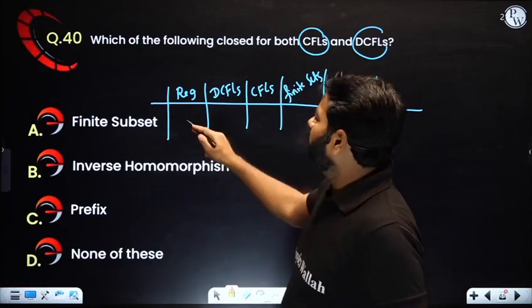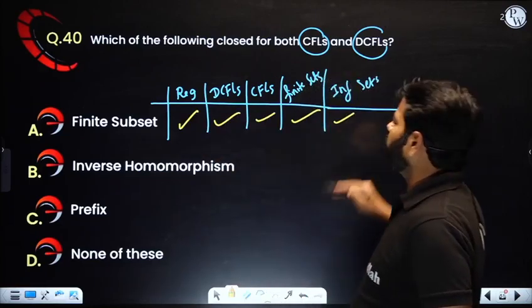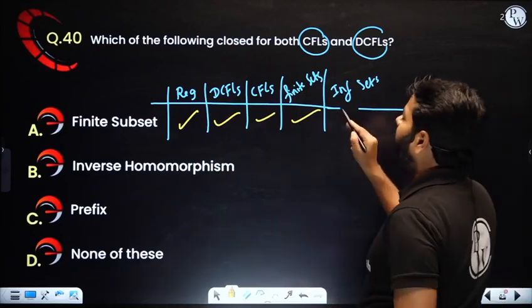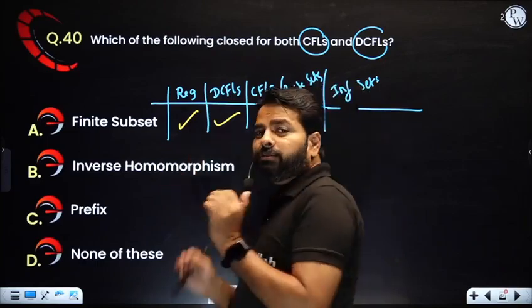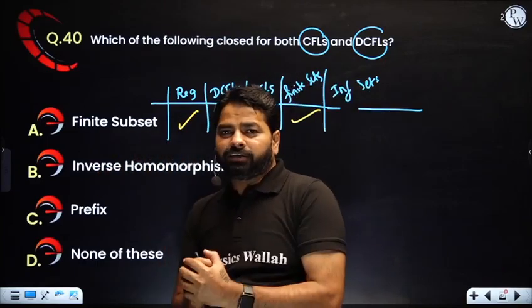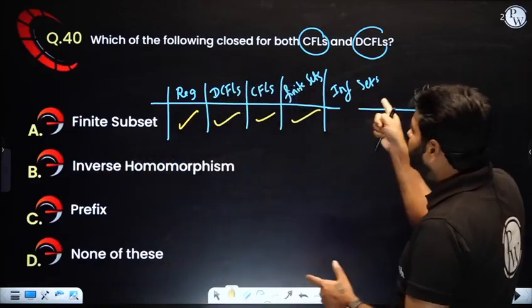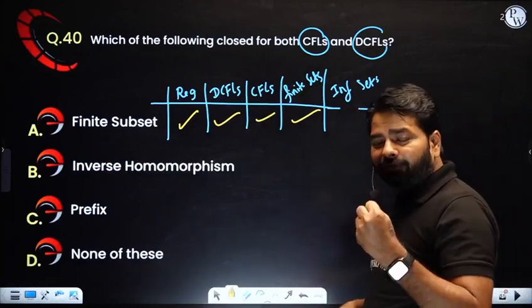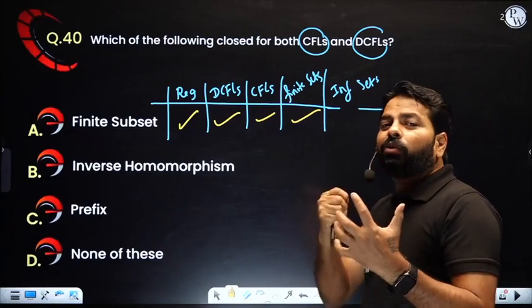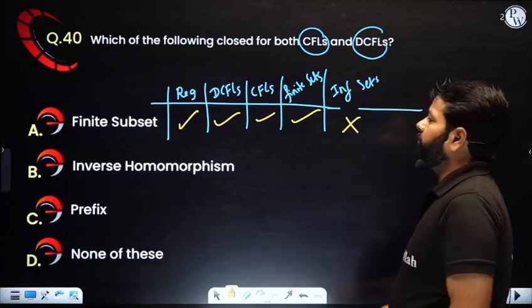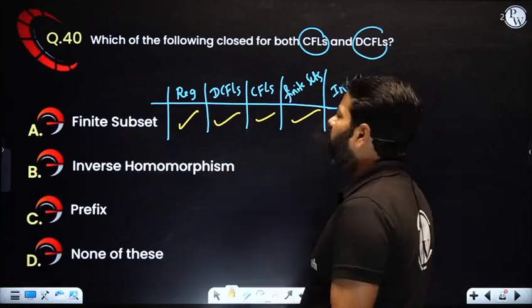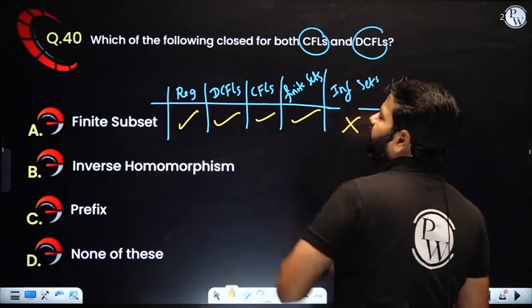Think about regular: closed, closed, closed, closed, closed. Oh, sorry, one thing is missing here. Infinite sets: the finite subset of an infinite language, you get a finite language. You don't get a language inside the infinite domain. So the domain has infinite languages, but when you do the finite subset, you don't get infinite. So this is not closed, except this one. The finite subset means the result is always finite. When the result is always finite, it satisfies everybody.